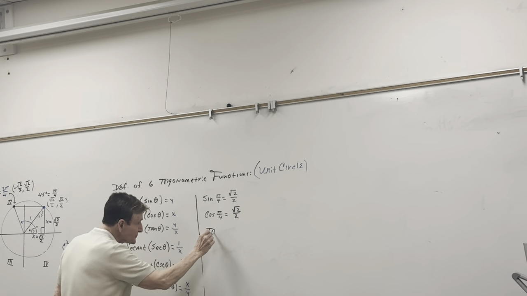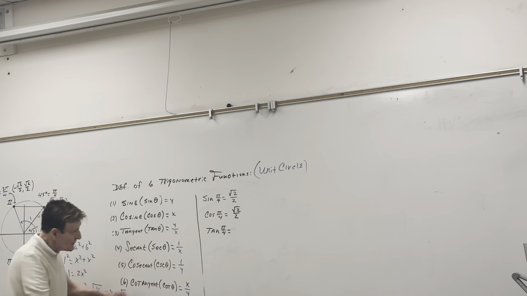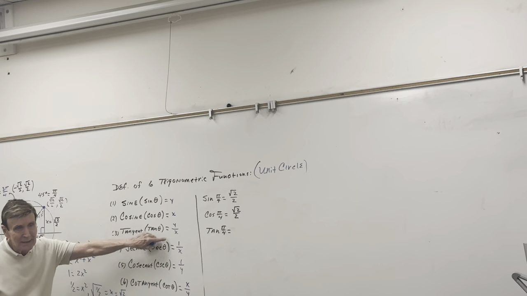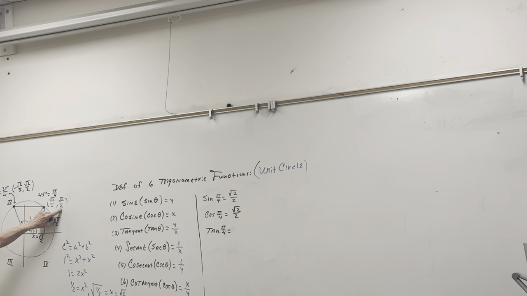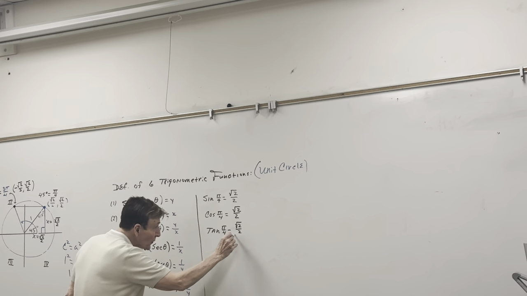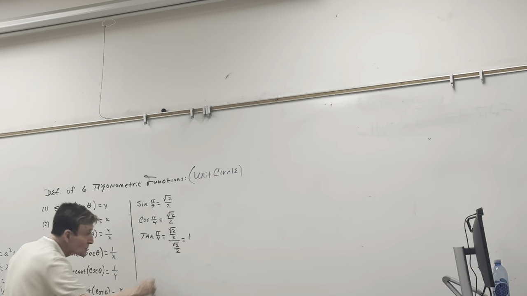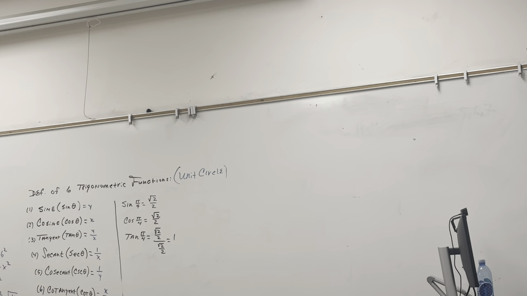Tangent, no problem. I don't think it's going to be a problem. Definition says place the y over the x. That would be placing this y coordinate over the x. So you're placing radical 2 over 2 over radical 2 over 2, and we know that's 1. So tan of 45 degrees, tan of pi over 4 is 1.